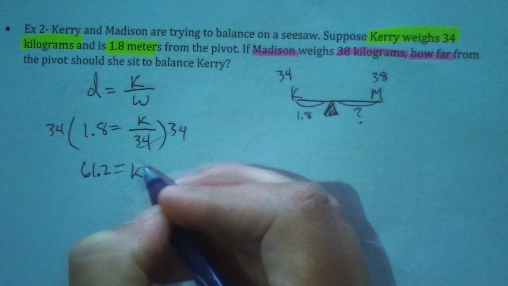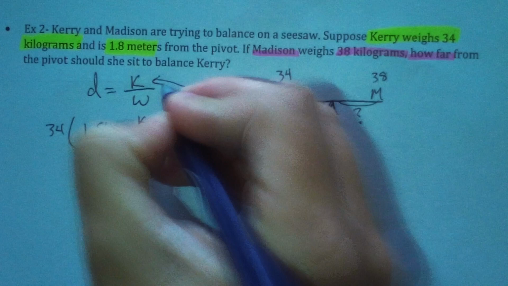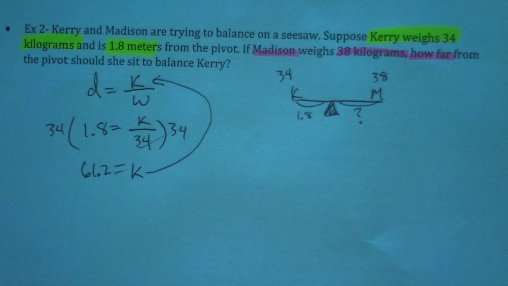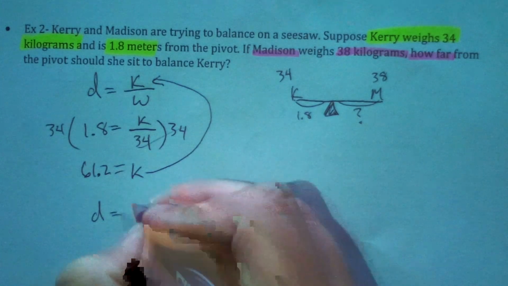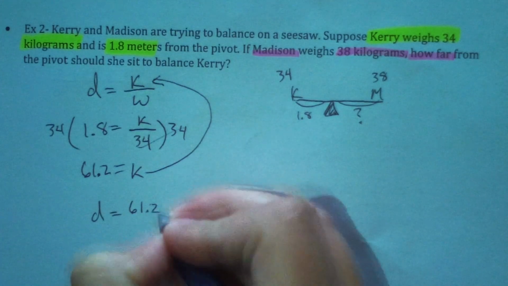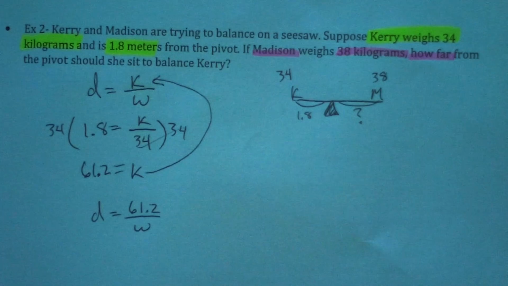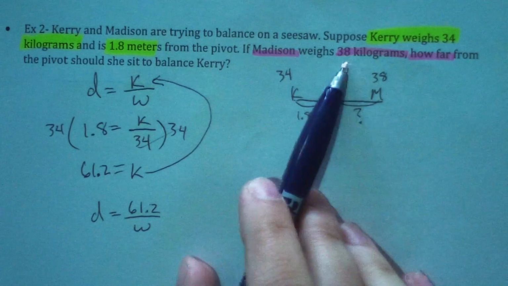I get, oops, it doesn't come out nice. So we'll go approximately 1.61. And what would our label for that be? Meters, because that's what we were measuring in. Yep, so that would be our distance, which makes sense that that's a smaller number because Madison weighed more than Carrie did. Okay?